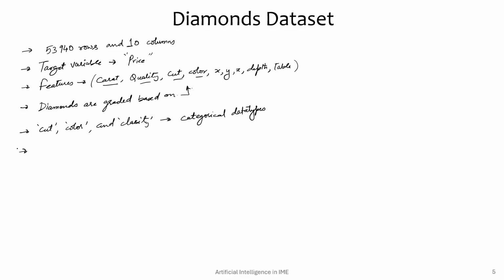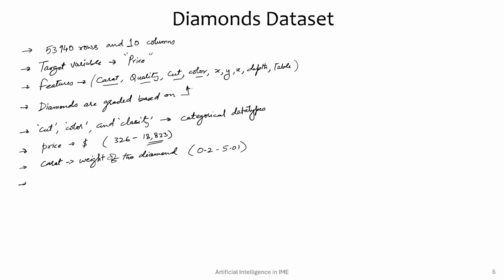Okay. Then price is in dollars and the range is 326 to 18,823. So the most expensive diamond cost this much in this data set. The carat represents the weight of the diamond, and this has a distribution from 0.2 to 5.01.